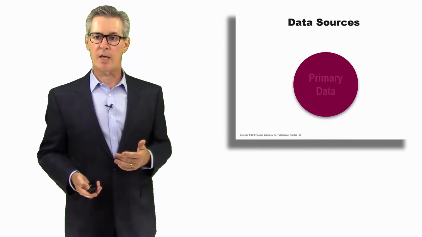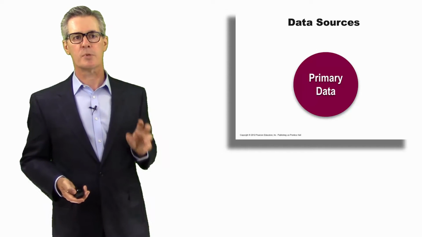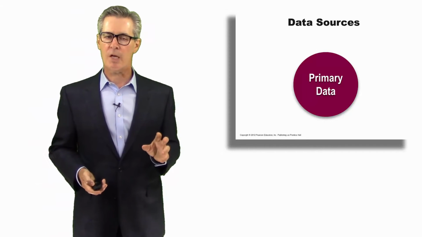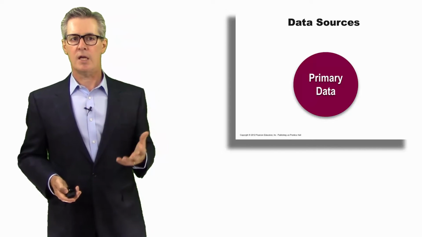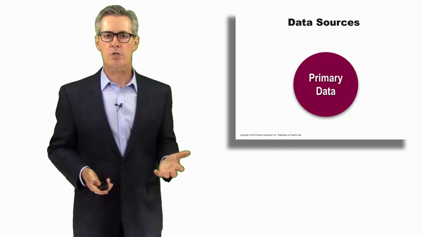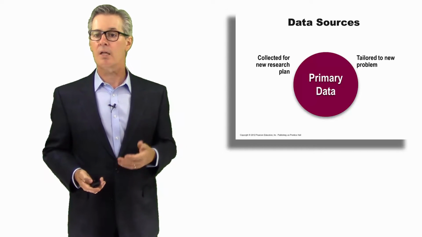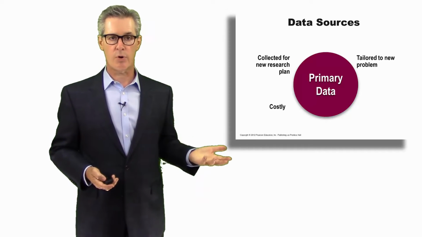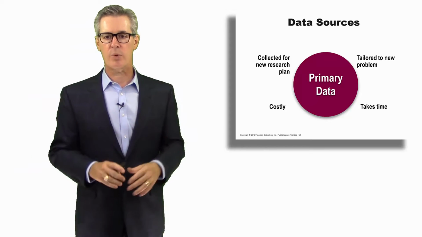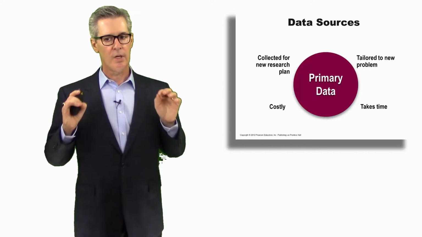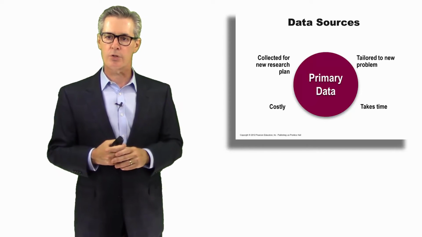Now, primary data, on the other hand, refers to data that's collected by the firm to address a specific question. When a company needs to make a specific decision, secondary data may not be enough. Primary data may include demographics, psychological information, awareness, attitudes, and opinions. And primary data has pros and cons as well. It's collected for this specific research plan, so it's probably going to be really well fit to what you need and tailored to the new problem.